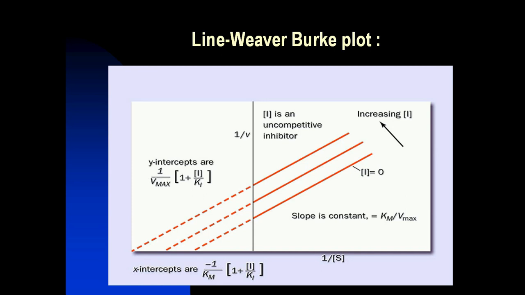The Lineweaver-Burk plot can be used to calculate the actual amount of Km and Vmax, as well as to determine the mechanism of action of enzyme inhibitors. The straight line intersects the x-axis at minus 1 by Km, and the intersection on the y-axis determines the actual amount of 1 by Vmax.